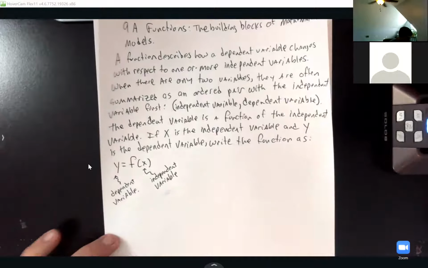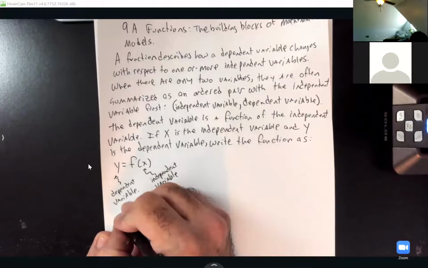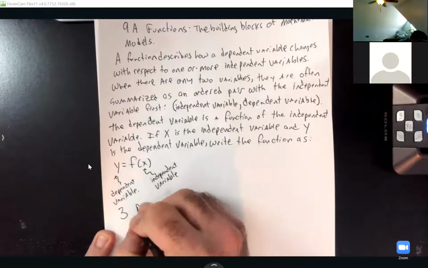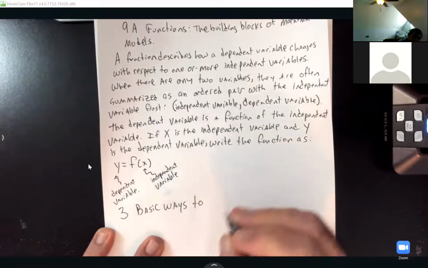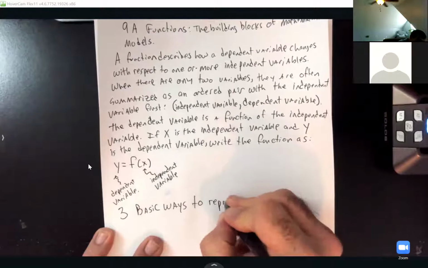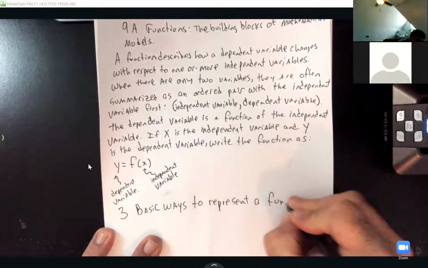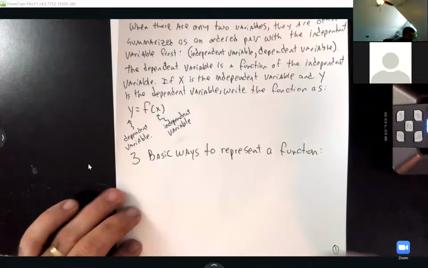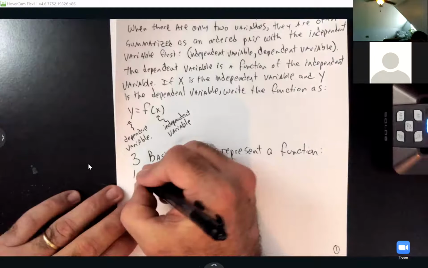All right, y'all. So we got 3 ways that we can represent a function. So this is 3 basic ways to represent a function. All right, so I'm gonna pull my camera down to catch this. All right, so 3 basic ways to represent a function. We can use a data table.